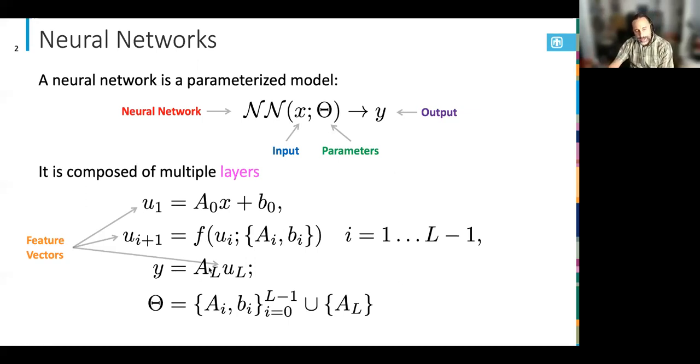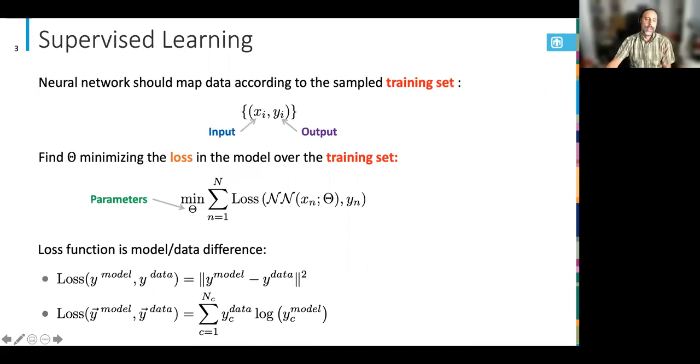And then I tend to just write it like this. At the final layer, I always have this linear layer at the end. Of course, your mileage may vary here. But again, AL is learnable. And so the parameters are just the union of the parameters from each layer, Ai and Bi, and then the final layer. Again, nothing new here, really.